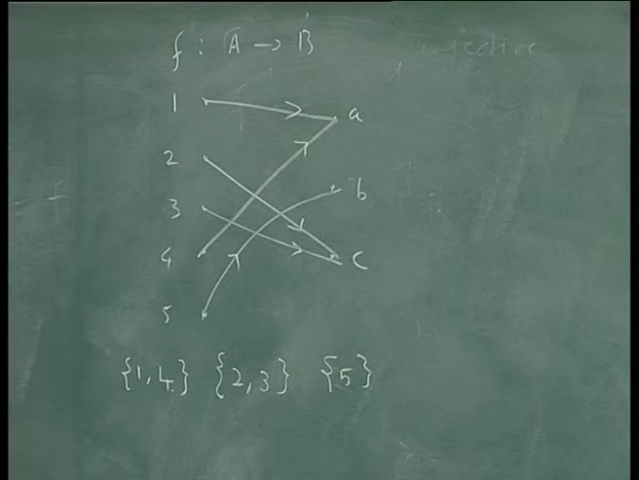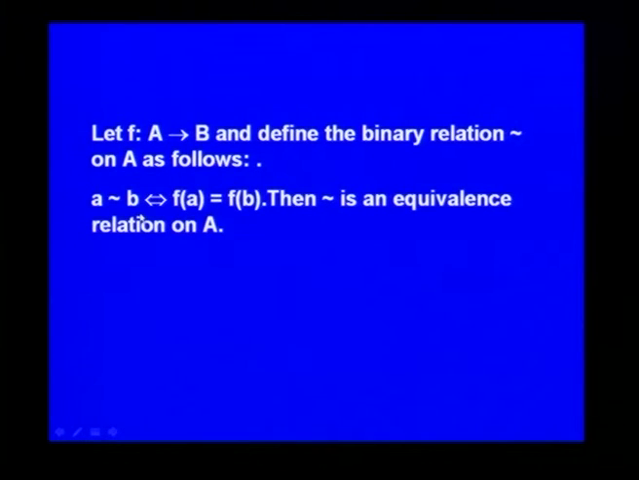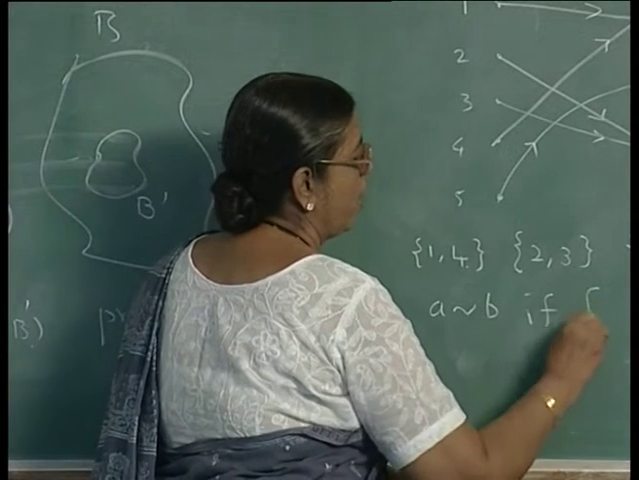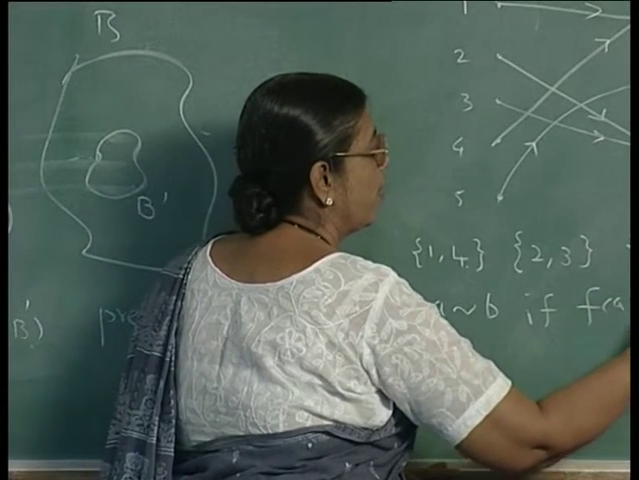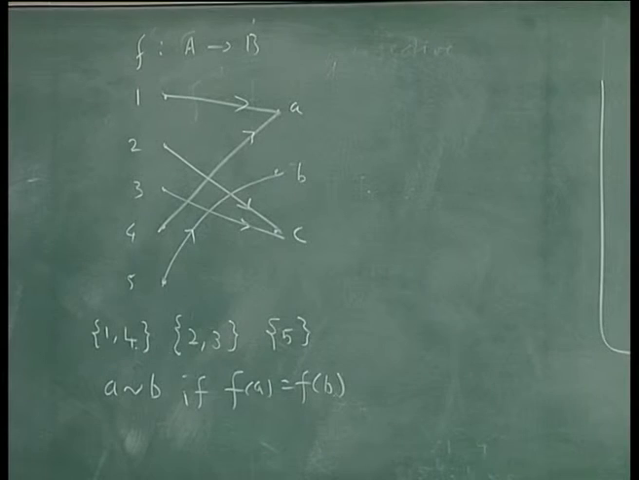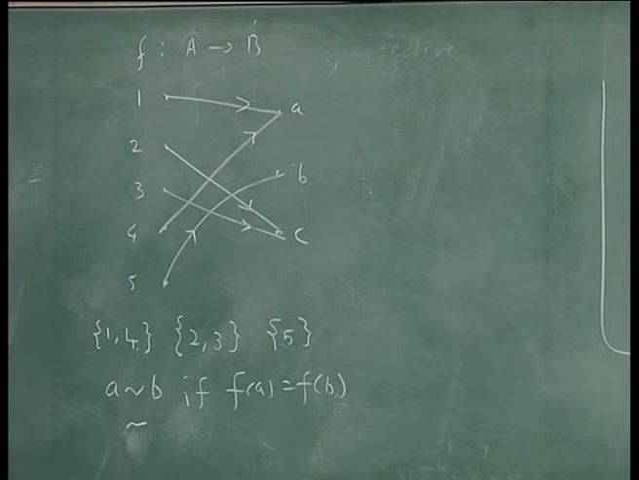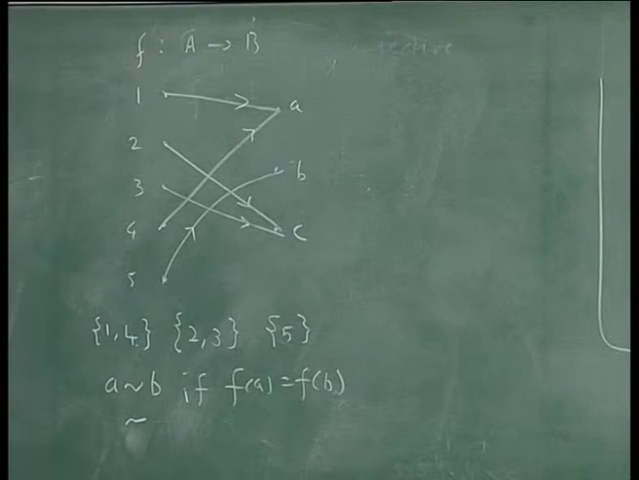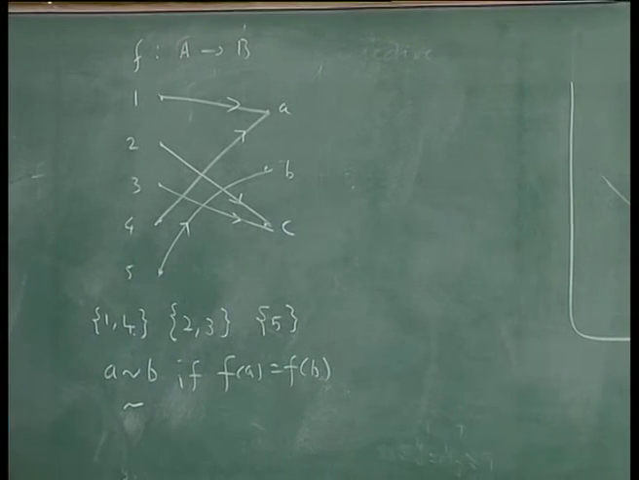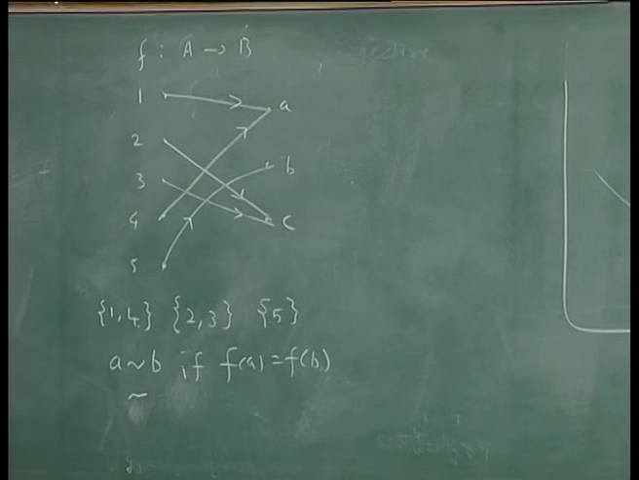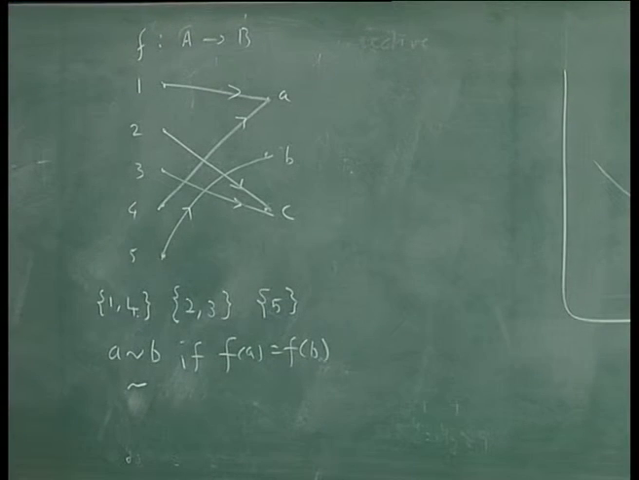So, you say that two elements A and B are related, A related to B, if f of A is equal to f of B. Then this relation is an equivalence relation, because A will be related to A obviously, and if A is related to B, f of A is equal to f of B. So, B also will be related to A, the symmetric property is also satisfied.